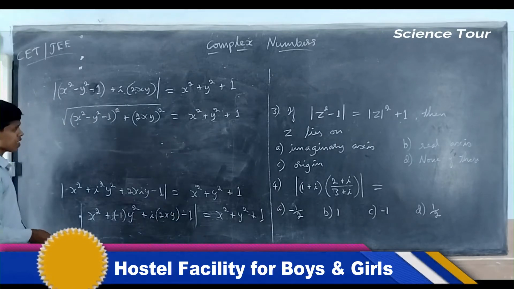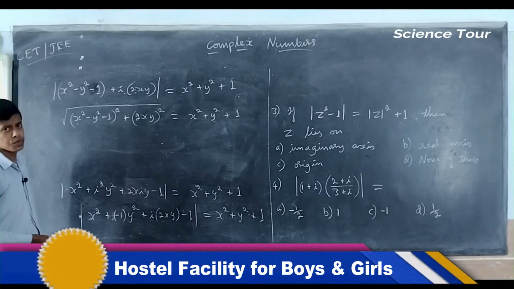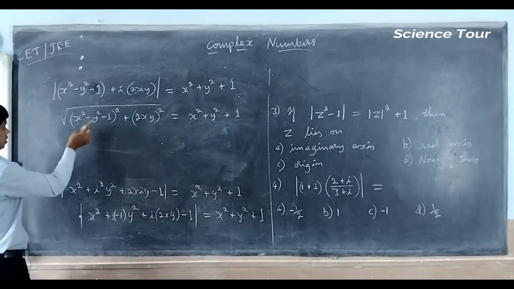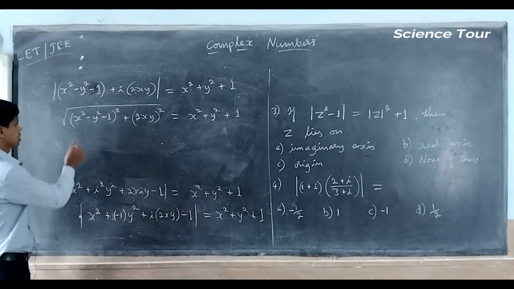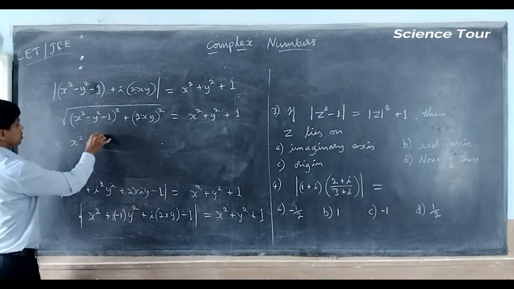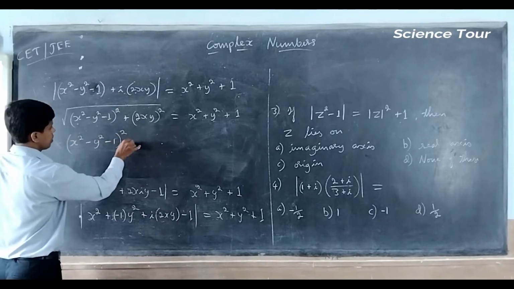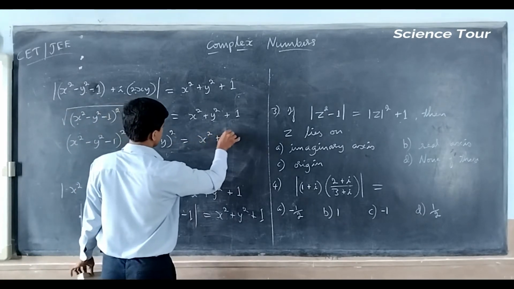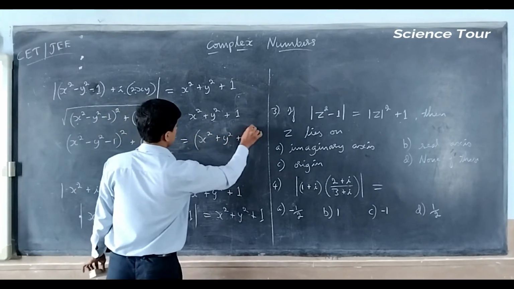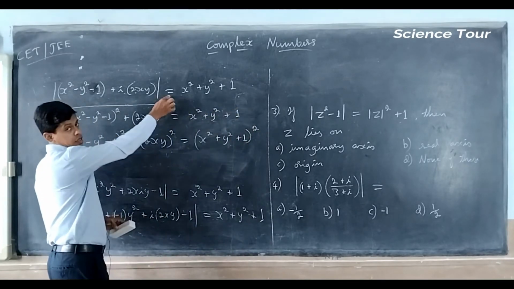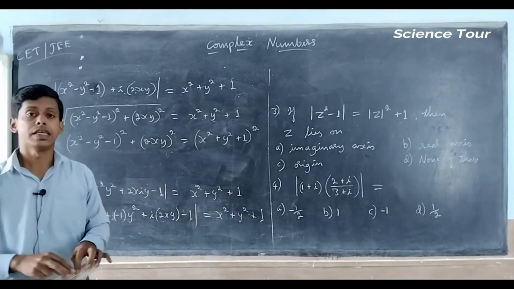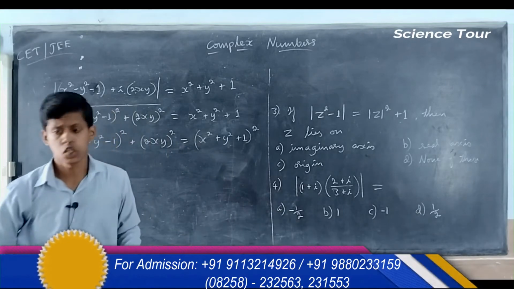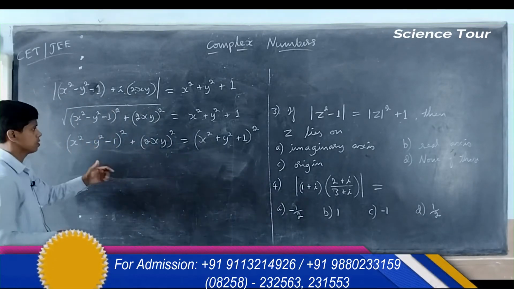Well, now what do you do? You have to get rid of the square root, right? So what do we do? Square both sides. So this is x square minus y square minus 1 whole square plus 2xy whole square, and here you have got x square plus y square plus 1 whole square. We have to square here and square here. Square and square root will cancel on the left hand side. So this is taking us very long. Let's cut it short. Okay, so now see what you have.